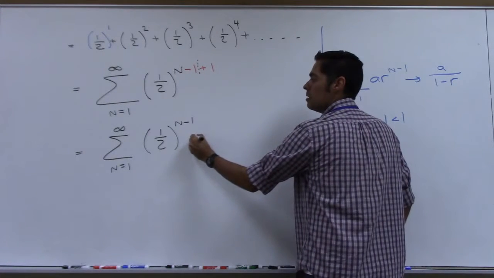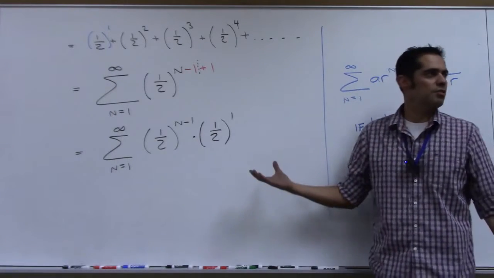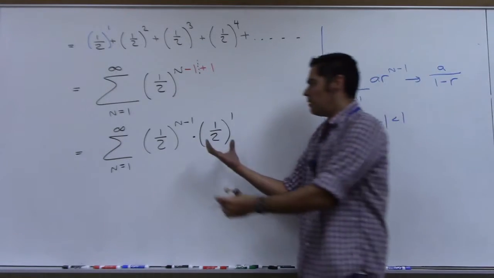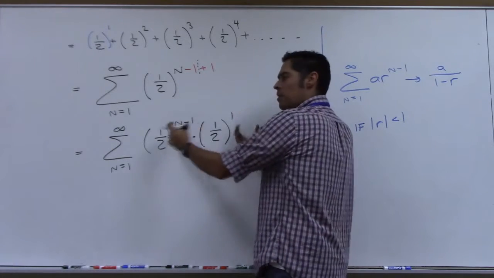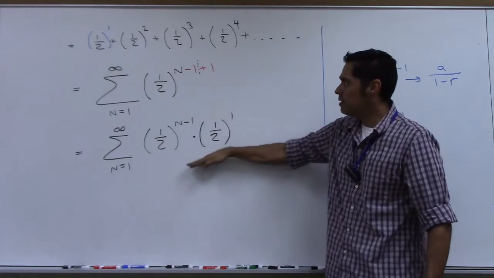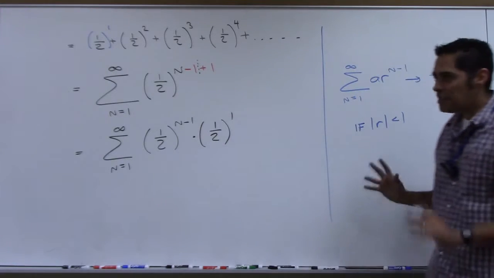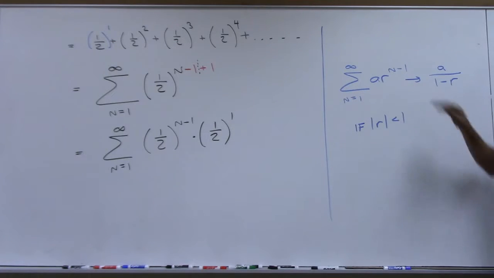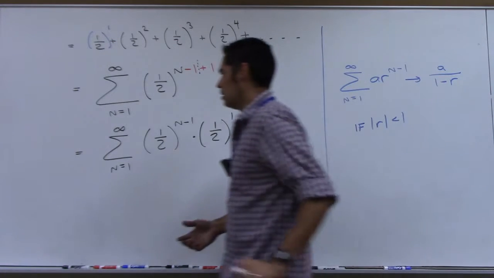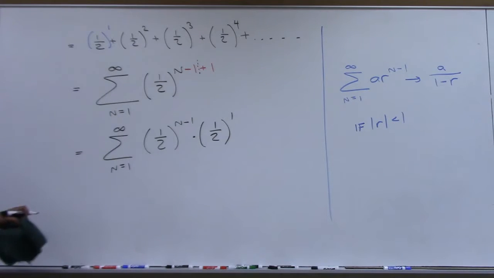Times 1/2 to the 1, right? I mean, we're just using properties of exponents here. You have the same base, two different exponents, you add the exponents, right? So does everyone agree that this is this? Yeah? I had to do that to make it match the formula. If I don't match the formula, I can't use the formula. So it seems like no big deal that you're off by 1 there, but it's a huge deal. Your answer will be wrong if you try it any other way.